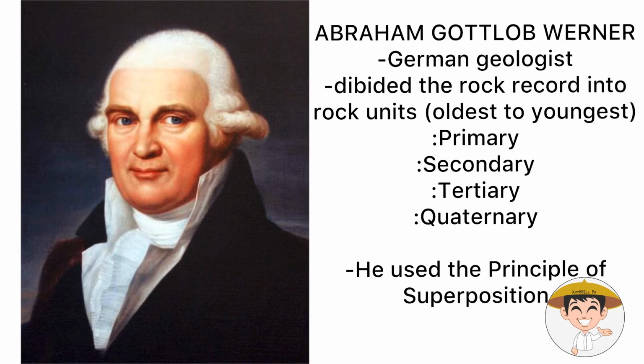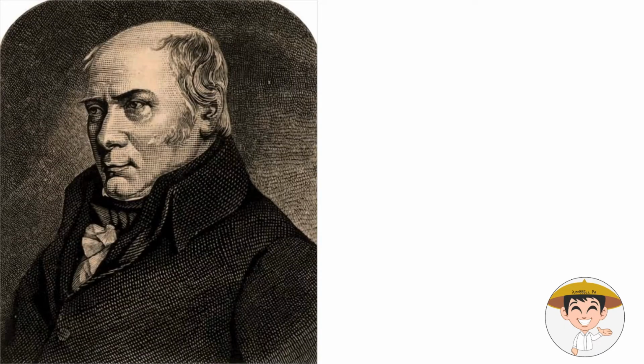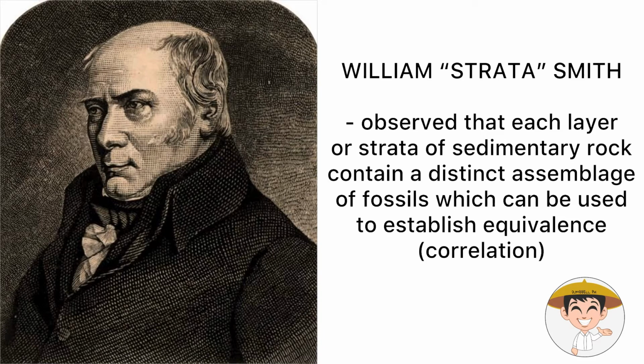Fossils are also useful in determining relative ages of rocks. William Strata Smith, while working in a coal mine, observed that each layer or strata of sedimentary rock contained a distinct assemblage of fossils which can be used to establish equivalence or correlation between the rock units separated by long distances. Moreover, he observed that these fossils succeed each other vertically in a definite order. Whereas William Smith used fossils primarily to identify rock layers.